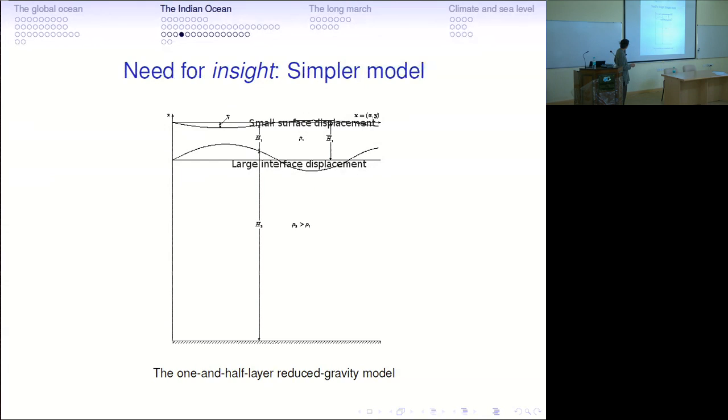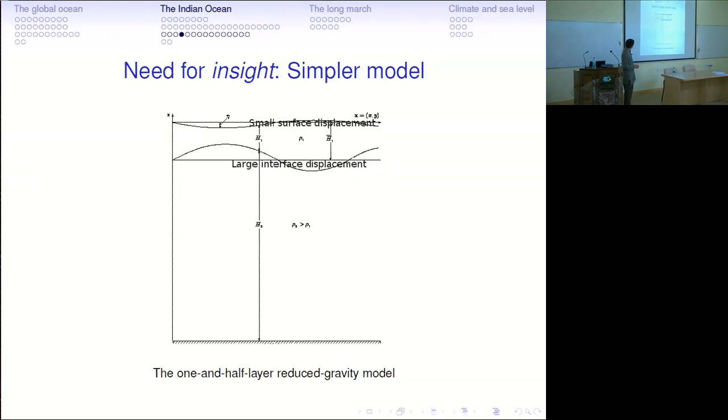So one major simplification we're going to make is in the vertical. We're going to assume that the ocean consists of just two layers and it has a flat bottom. So you have a mixed layer, an upper layer of density rho1, which is less than the density rho2 of the lower layer. So the thermocline is now just an interface between the two layers. We also don't allow any mixing between the two layers. This is a dynamical reduced gravity model.